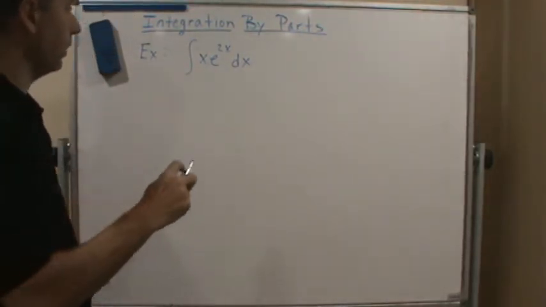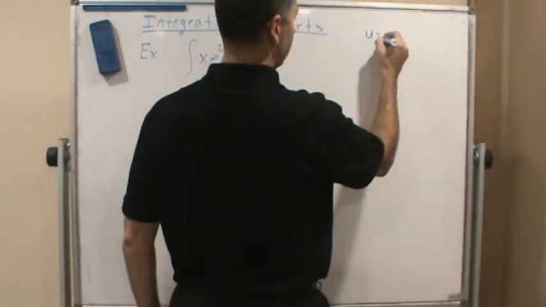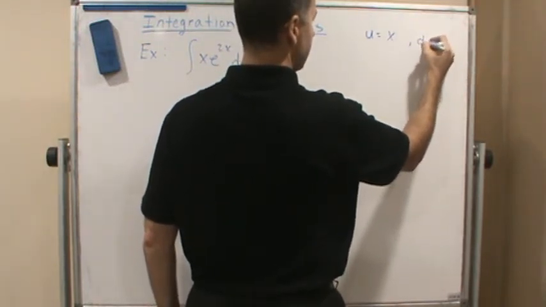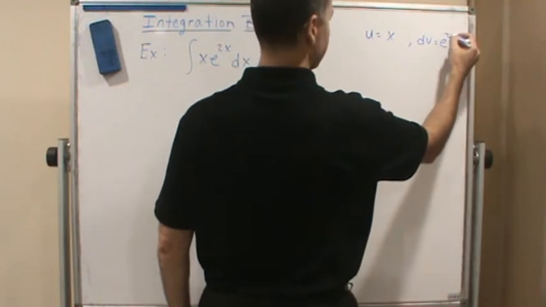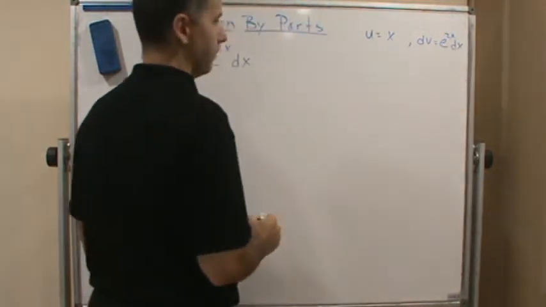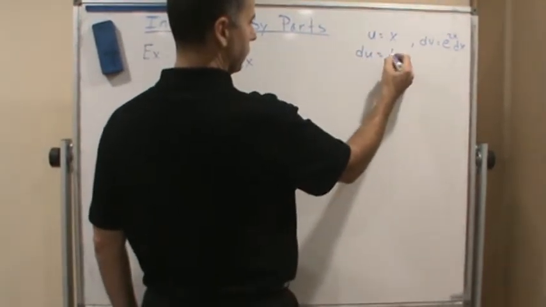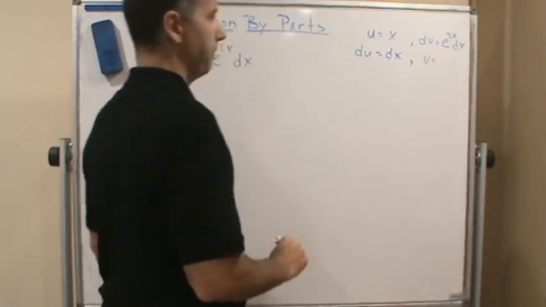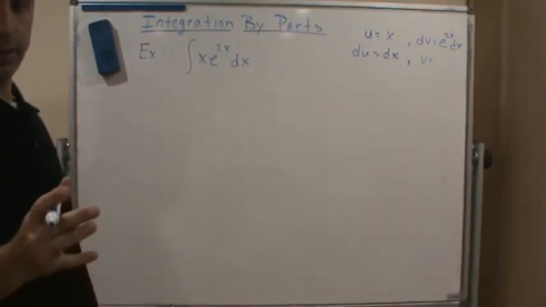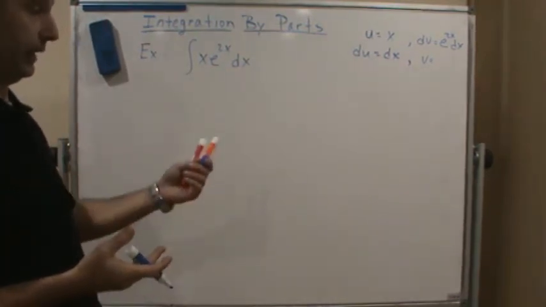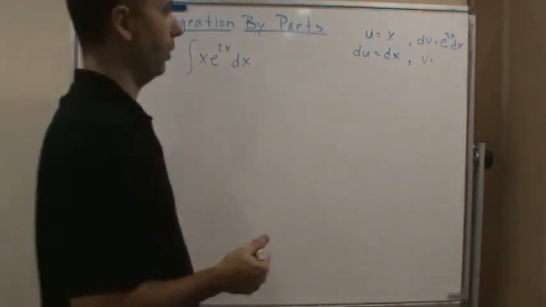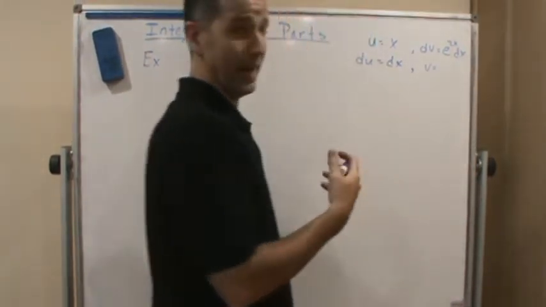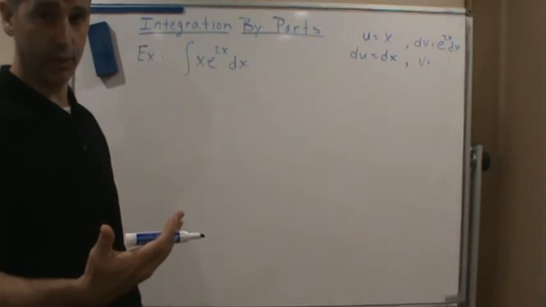So, let u equal x and dv equal e to the 2x dx. And so that means du is going to equal dx. And here we're going to integrate, so we're going to get v equals what? Well, remember how to integrate exponential functions with the natural e, right? So this is going to be e to the 2x, but times the derivative of the inside function, right?